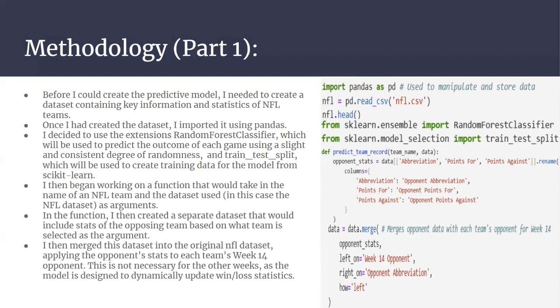In the function, I then created a separate dataset that would include the stats of the opposing team based on what team is selected as the argument. I then merged this dataset into the original NFL dataset, applying the opponent's stats to each team's Week 14 opponent. This is not necessary for the other weeks, as the model is designed to dynamically update win-loss statistics.